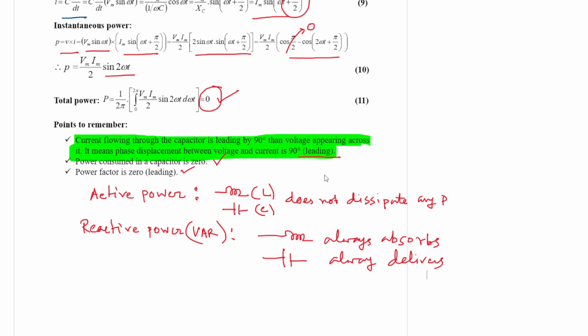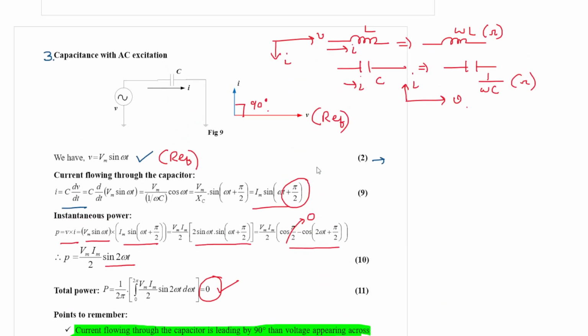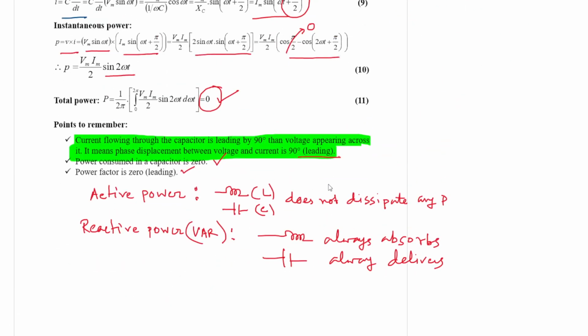These are the differences between inductor and capacitor. This is one difference: omega L and 1 by omega C, XL and XC. This is another difference: in case of an inductor the current is lagging, and in case of a capacitor, current is leading. And this is the third difference. For the inductor, it always absorbs reactive power. That means it takes reactive power, and for capacitor it always gives reactive power.